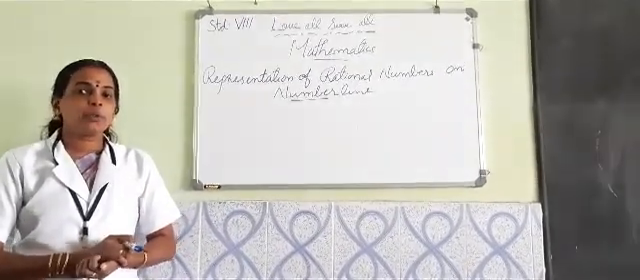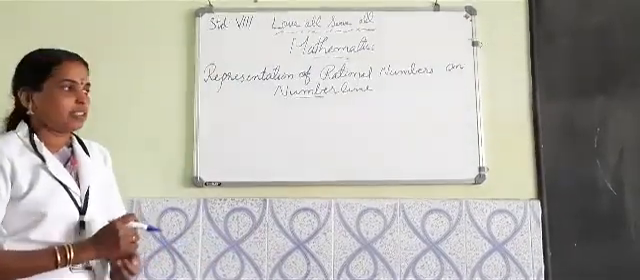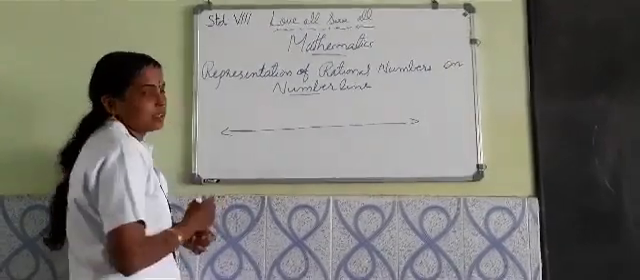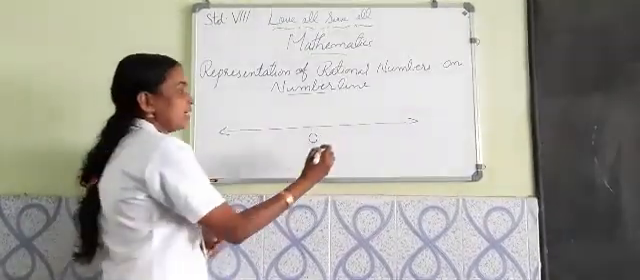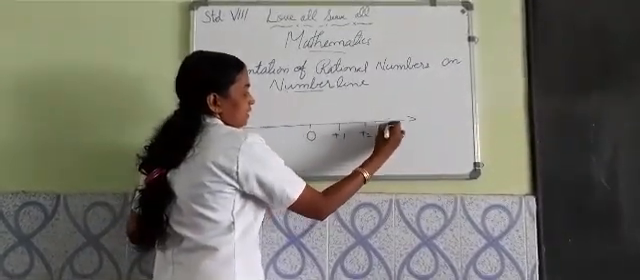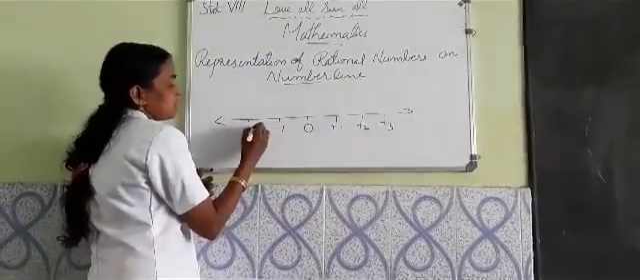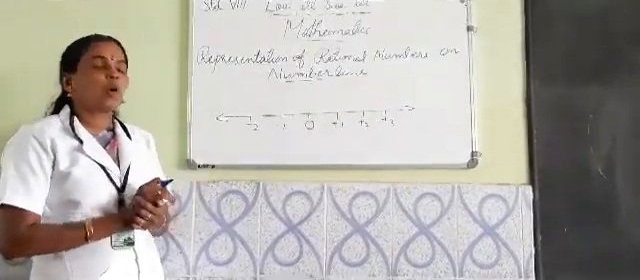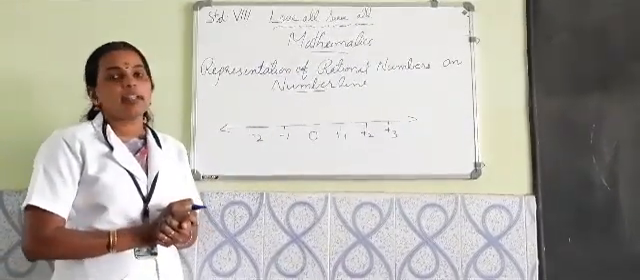You know how to represent natural numbers and integers on number line. For example, in the middle you have to mark 0. On the right side positive numbers, and on the left of 0 we have to mark negative integers. Then in this class we can study how we can represent rational numbers on the number line.